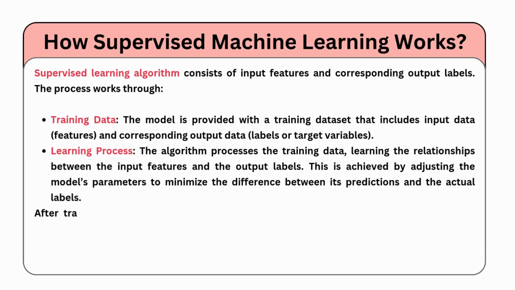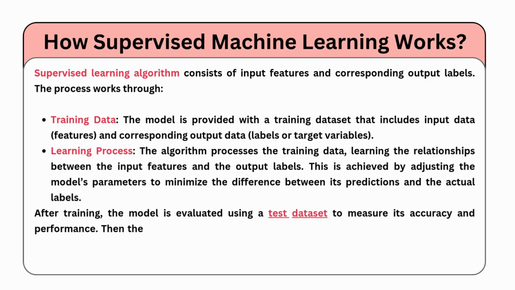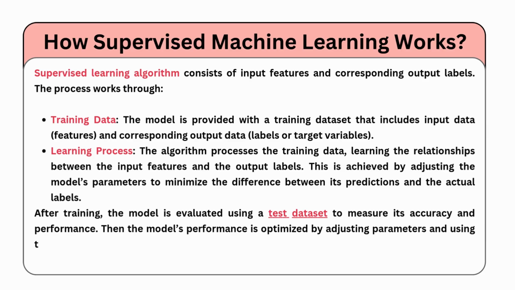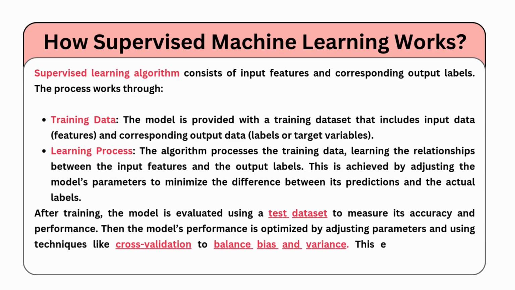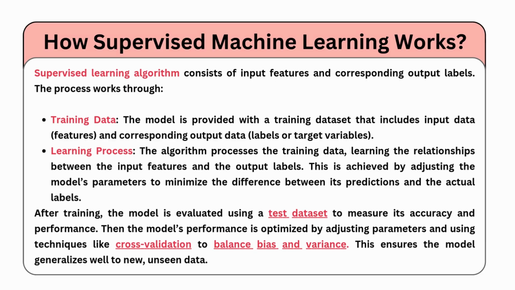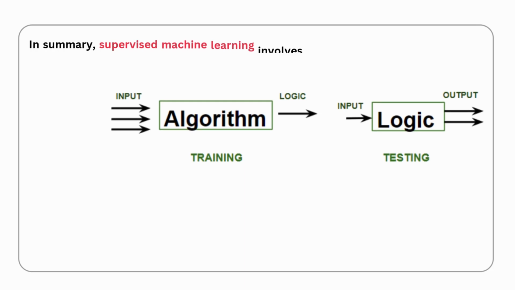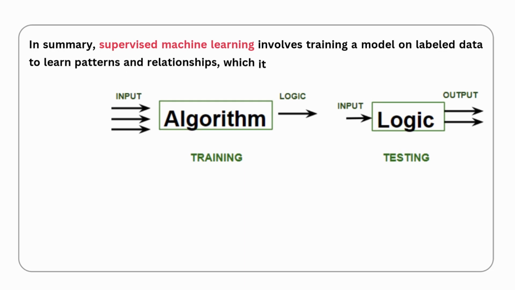After training, the model is evaluated using a test dataset to measure its accuracy and performance. Then the model's performance is optimized by adjusting parameters and using techniques like cross-validation to balance bias and variance. This ensures that the model generalizes well to new and unseen data. In summary, supervised machine learning involves training a model on labeled data to learn patterns and relationships, which is then used to make accurate predictions on new data.